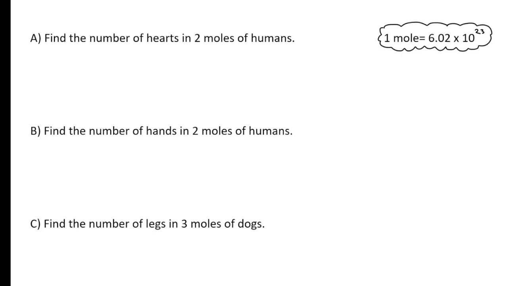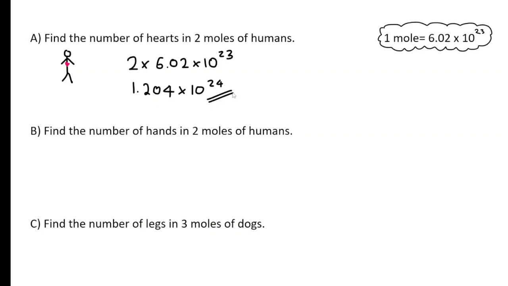Find the number of hearts in 2 moles of humans. Now, if you think about 1 human, how many hearts are there in 2 moles of humans? Because 1 person has 1 heart and 1 mole is that, it'll be 2 times 6.02 times 10 to the power of 23. So the answer is 1.204 times 10 to the power of 24 hearts. You'll see the point of this when we do the chemical calculations afterwards. For now, just bear with me.